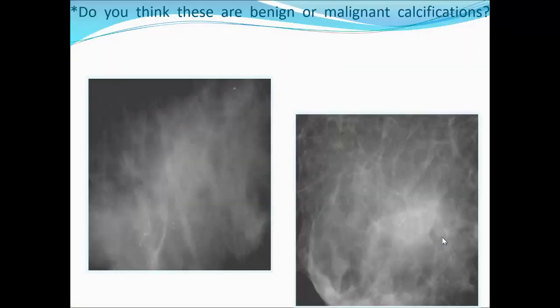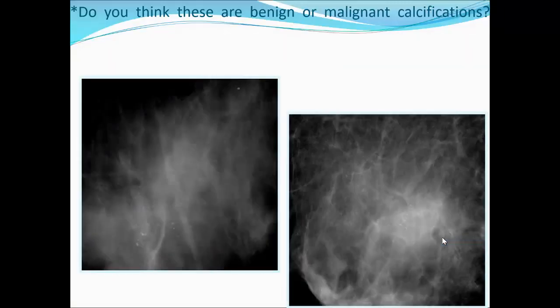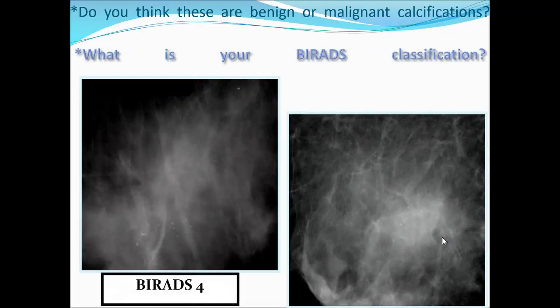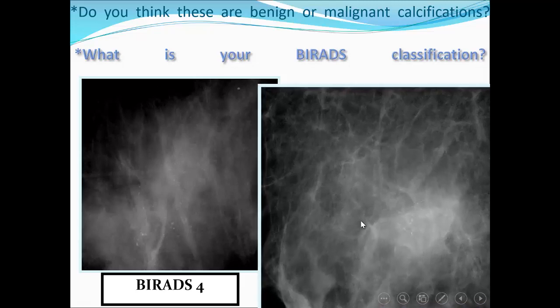Here this is hamartoma. Here also, what is your BI-RADS in this case? This is BI-RADS 4, and there are scattered calcifications present, taking segmental distribution. Here there is segmental distribution of this calcification, and there is associated soft tissue density present.